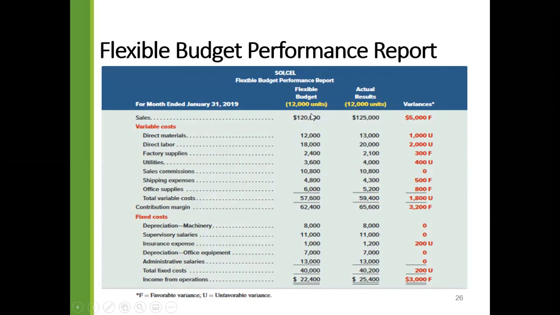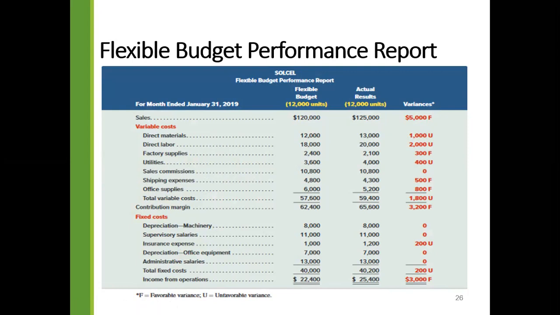Okay, so I'm not going to read through every line of this. You guys can look at each individual line, but I want to point a few of these out to you. So for example, sales. This is our sales revenue, right? So we budgeted 120,000 in sales revenue. We actually had 125,000 in sales revenue. So that's 5,000 favorable.